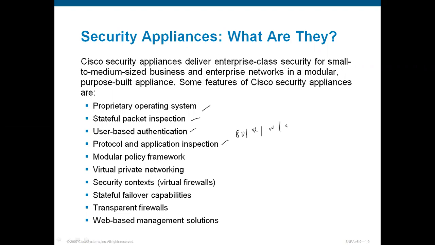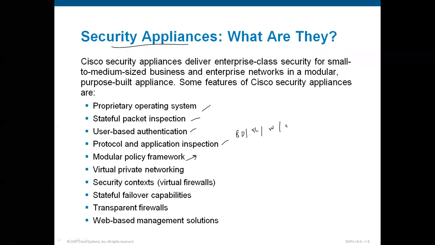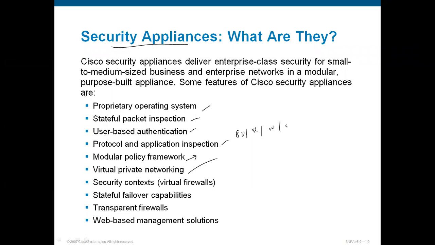So these are actually the security appliances. We are not talking about the ASA, this is the overall picture. Then it also has some more things. Modular policy framework, which means class map, policy map, and these things will be there. Virtual private network: the firewall gives a VPN connection.